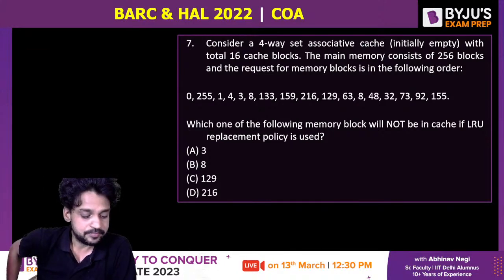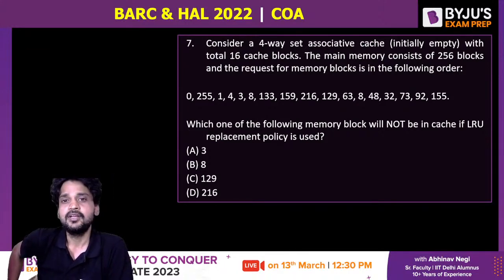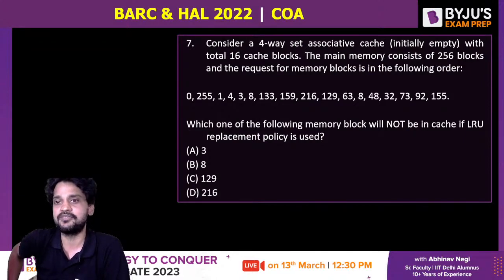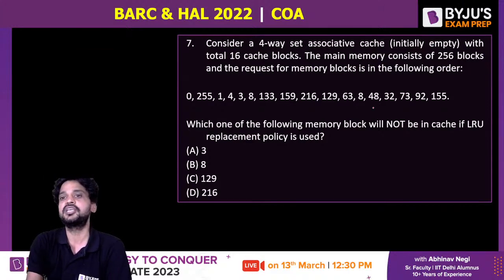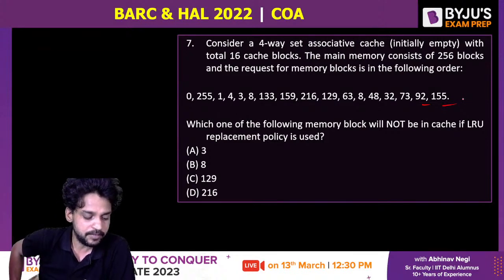Can we go to the next question? Consider a four-way associative cache with a total of 16 cache blocks. The main memory consists of 256 blocks and the request for memory blocks is in the following order: 0, 255, 4, 3, 8, 133, 159, 216, 129, 63, 8, 48, 32, 73, 92, 155. Should I repeat?